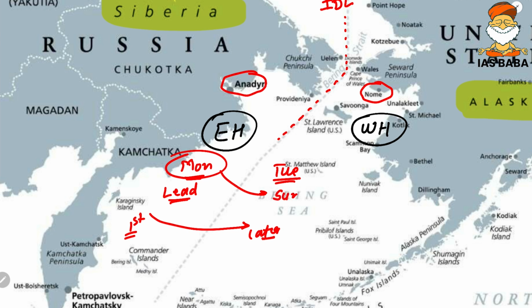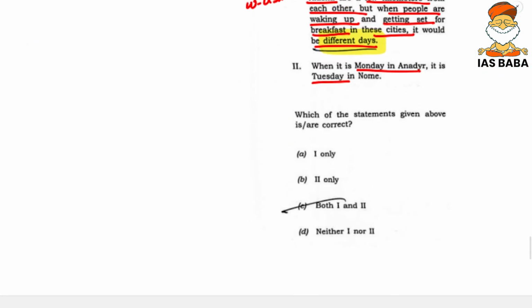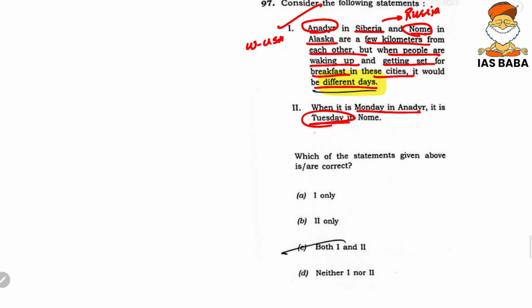It will still be Sunday. The west hemisphere is behind, and the east hemisphere is ahead. So it should not be Tuesday, it should be before, it should be Monday. Sorry, it should be Sunday. The second statement is incorrect. A is the answer.